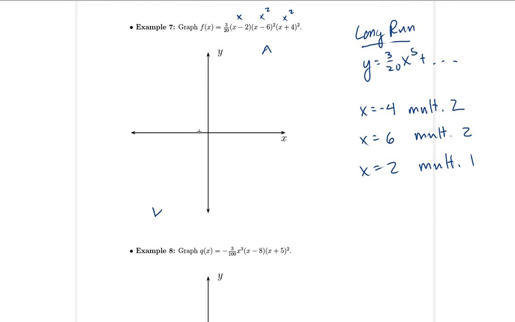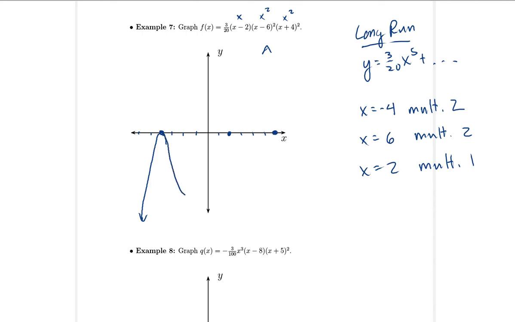So let's go ahead and mark these. So we got a 0 at negative 4, a 0 at 6, and a 0 at 2. All right, so this long run behavior: this negative 4 is multiplicity 2, so I'm going to come up. I'm not going to cut through it because I have to rebound off of it, like a y equals x squared graph would.